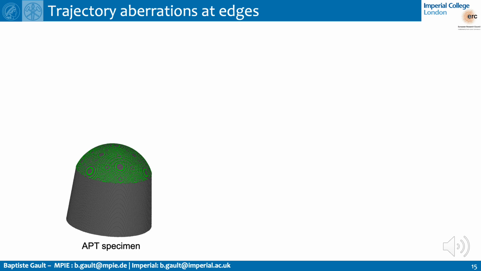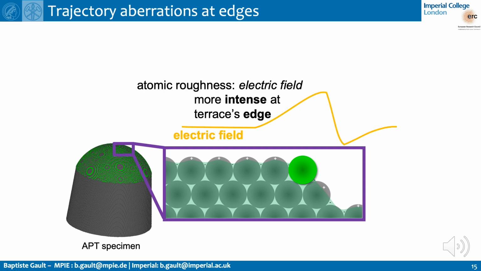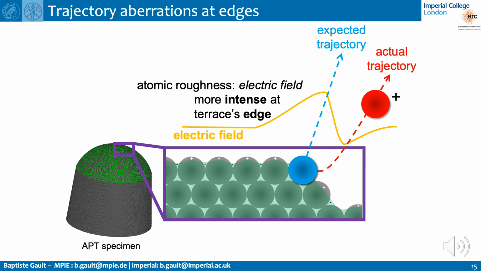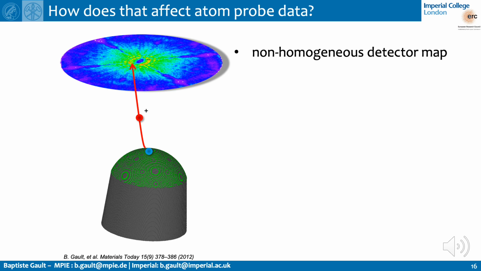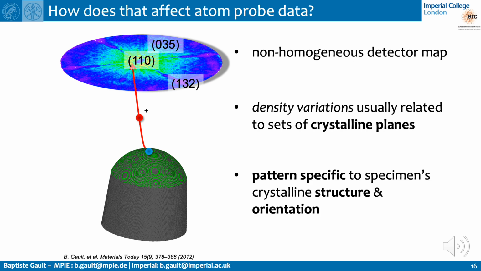Again, why are these patterns forming? If we look at the intersection of a curved surface with, in that case, a BCC crystal, and look at exactly what is happening right at the apex, the formation of these terraces will lead to slight changes in the electric field. So locally, the atom here at the edge has slightly fewer electrons, is less bonded with its neighbors, so the field is locally higher. And this will induce aberrations in the trajectory of the ions. So instead of flying straight, the ion might have a slightly different trajectory right at the edges of these terraces. So we end up with non-homogeneous detector maps, and these inhomogeneities reflect the symmetries of the crystal. Each one of these local changes in density can be related to a specific set of crystallographic planes, and the pattern is specific to the structure and the orientation of the specimen.